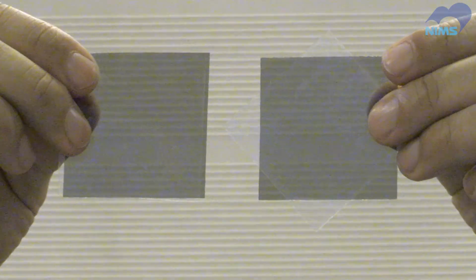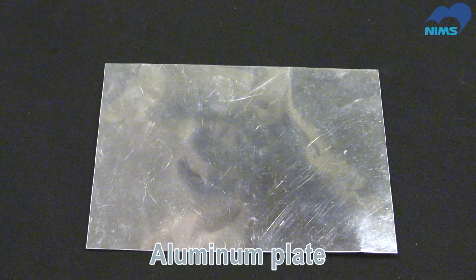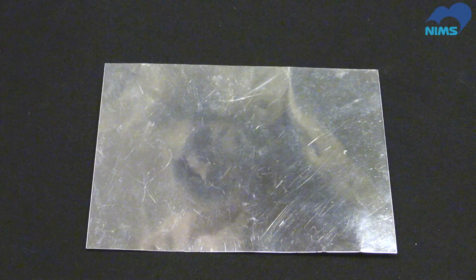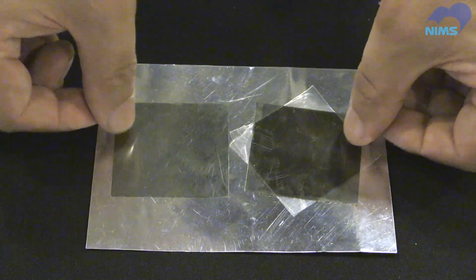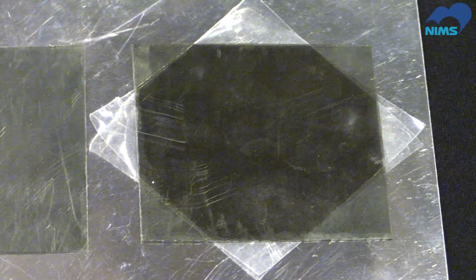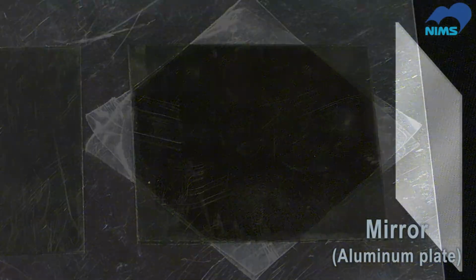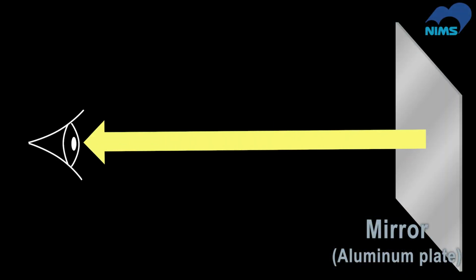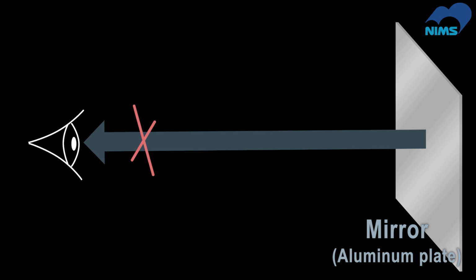There is practically no difference when we hold them up to the light. However, when we put them on a metal plate, look, the one on the right is darker. This means that less light is getting through the filter on the right. There are two possible explanations for this.